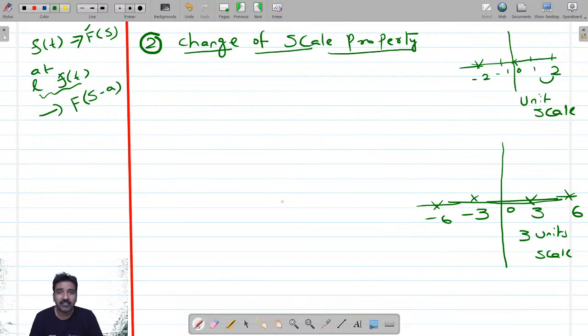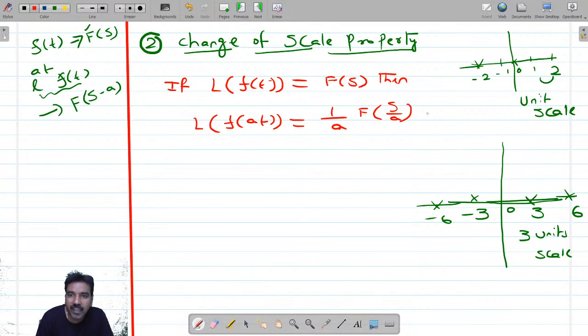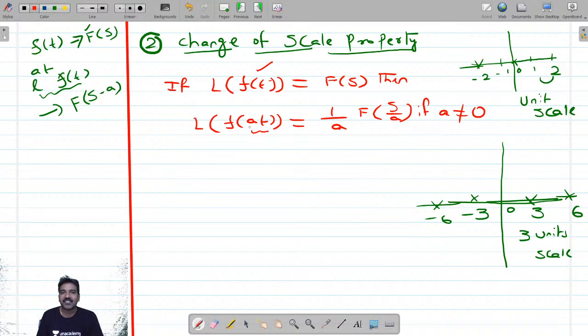Now let us see what we are going to do in case of the change of scale property. Suppose Laplace of small f of t is capital F of s, then Laplace transform of f of at is nothing but 1 by a into capital F of s by a, if a is not equal to 0. Here it is 1 unit scale. Here I maintained a units scale. So that's why the scale is changing from 1 unit to a units. Here I maintained 3 units scale. Suppose if it is 1 unit, it is 3. So if it is a, this becomes 3a. That's it. Now let us have an example.